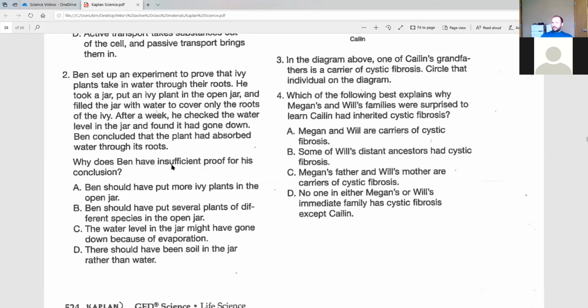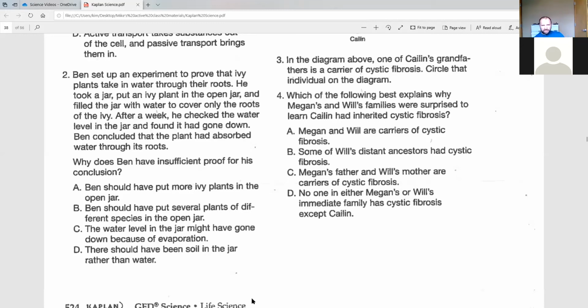He could have figured out a way to seal off the jar but still have the roots of the plant in there. Then he could have proven the only way water could escape was through the roots of the ivy, right? So that's why he has insufficient proof, because he left the jar open and water evaporates over time, right?